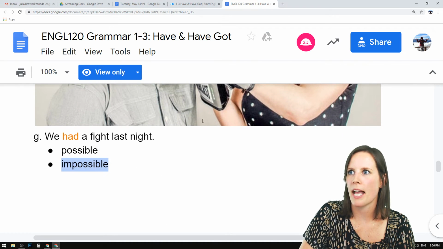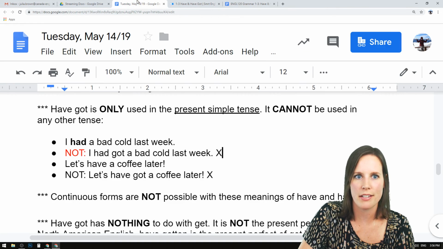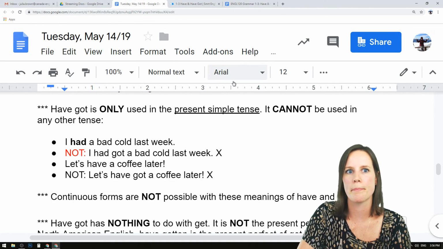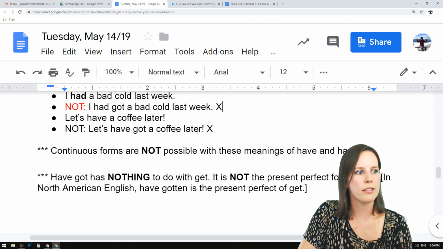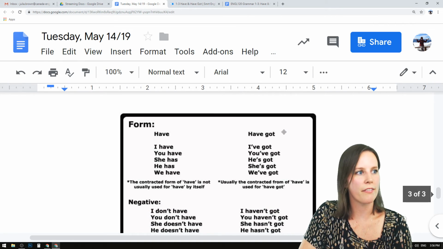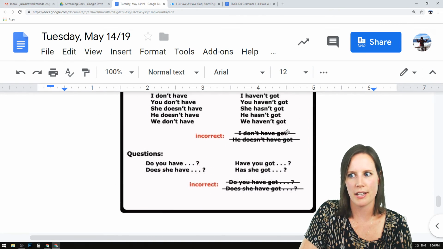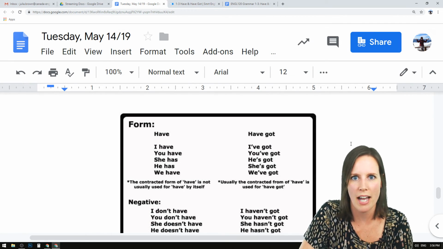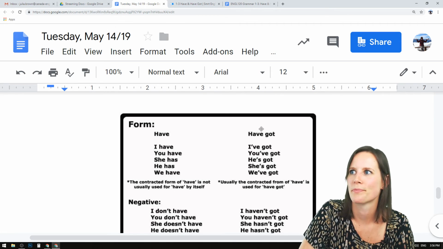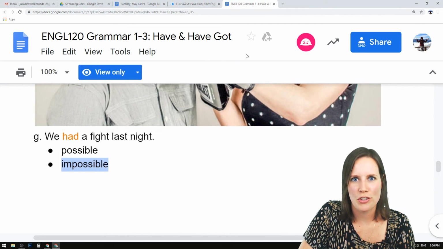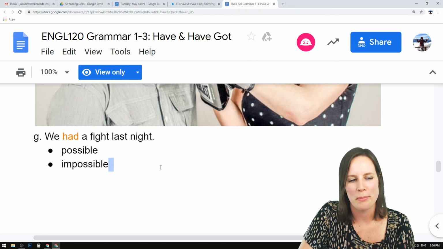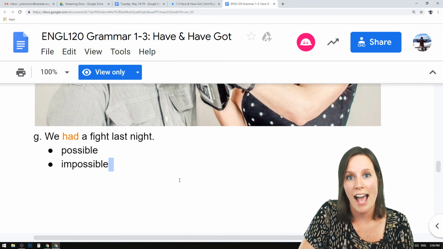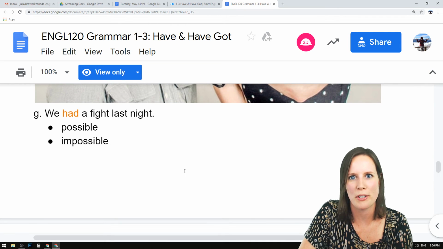Okay. And just one more note on the document. I also have this picture at the bottom where it will tell you the form again. When I share the document to you, you will have that to study on your own. And let's just do maybe 2 more examples and then we'll be done. We are talking right now about have and have got in the English 120 platform.